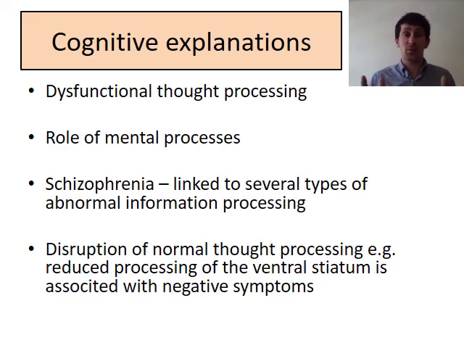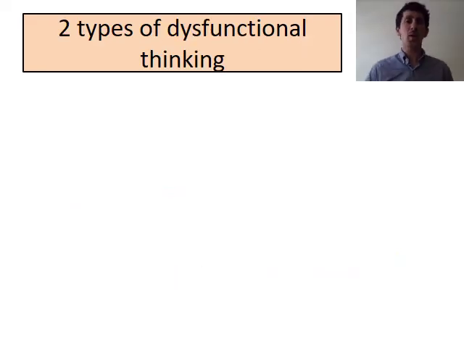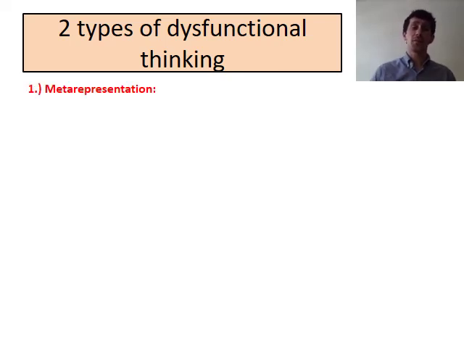To give you an example, reduced processing in the ventral striatum is associated with those negative symptoms of schizophrenia. So things like speech poverty, avolition. So they're linked to faulty processing in certain particular areas of the brain. A key part of the cognitive explanation for schizophrenia is that there's two types of dysfunctional thinking with schizophrenics. And the first one is meta-representation.